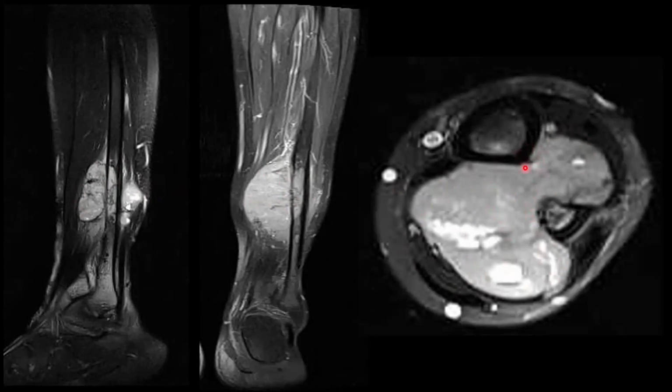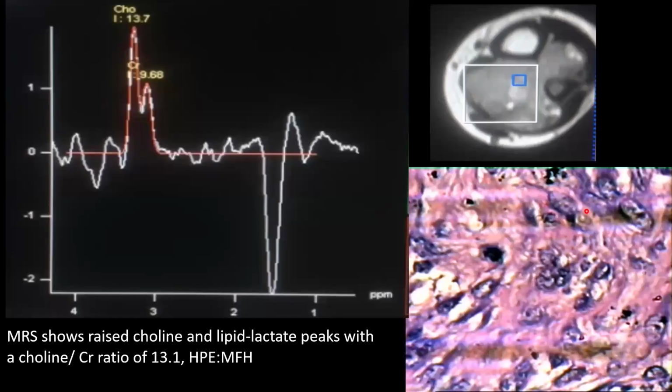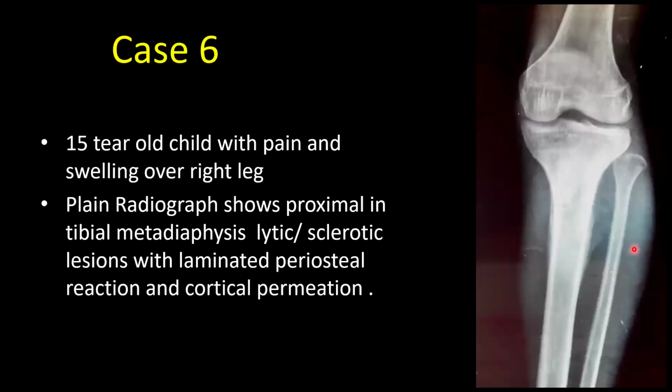The lesion causing widening of the interosseous space. The fibula is affected. This patient underwent spectroscopy, putting the voxel in the solid appearing area. The choline creatinine ratio we are getting is 13, and the histopathology picture shows features of malignant fibrous histiocytoma. Malignant fibrous histiocytoma is common in the leg, we can find it in the muscle, and it has extension into the interosseous space.